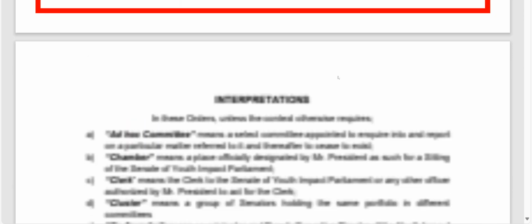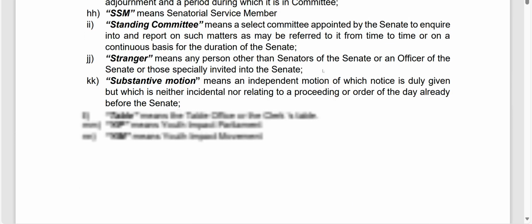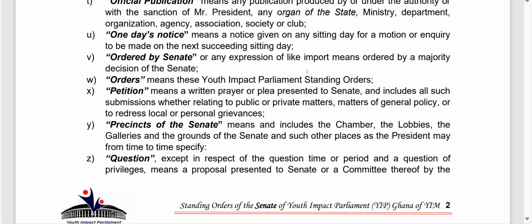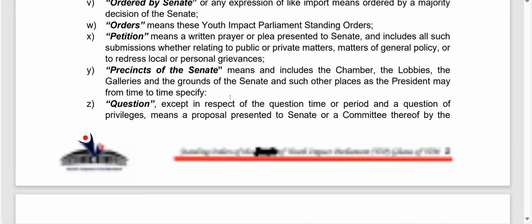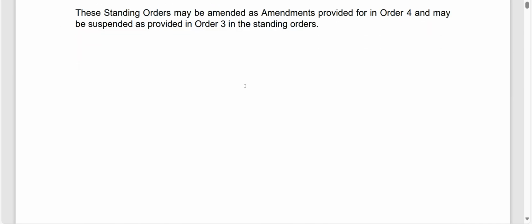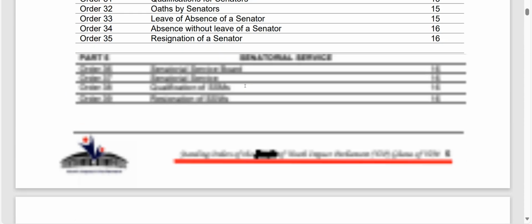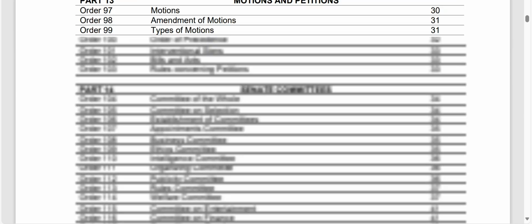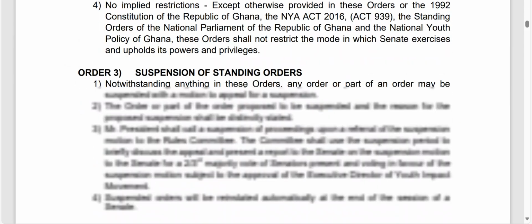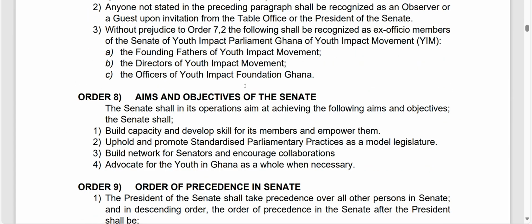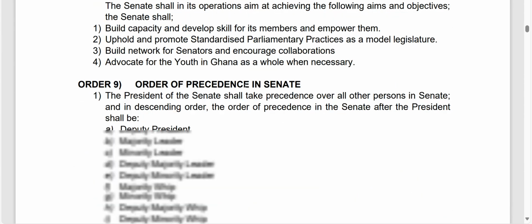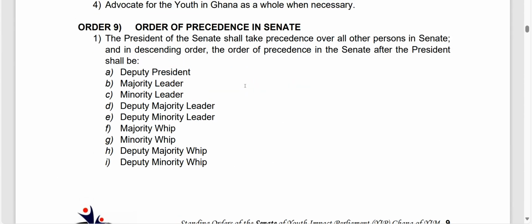Let me briefly run you through the standing orders of the Senate. I'm not going to talk about the things that are already duplicated. I'm just going to talk about where the differences are. So, the Senate is led by a president, not a speaker. That is the first difference. The Senate is led by a president.